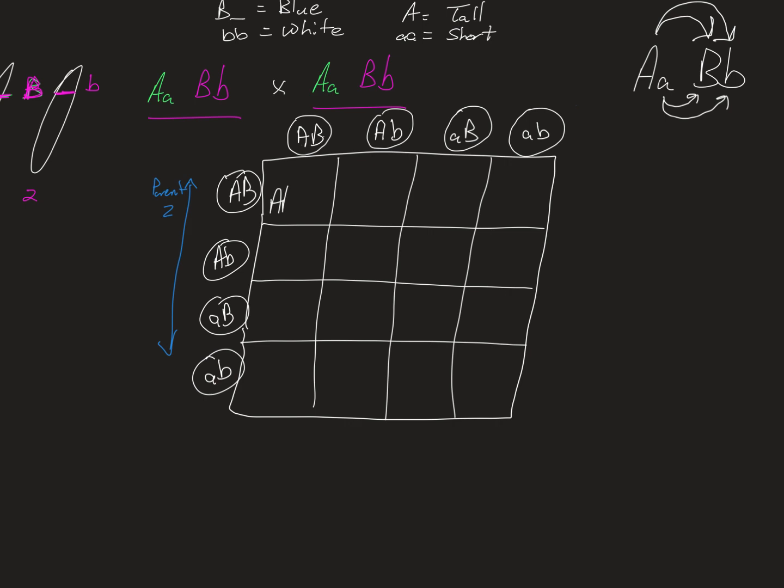So big A, big A, big B, big B, big A, big A, big B, little b, big A, little a, big B, big B, big A, little a, big B, little b. Now go ahead and finish the rest of this chart. I'm going to pause it here, and then I'll come in and fill in the chart. You check and see if you got it right. Let me go ahead and fill out the rest real quick.